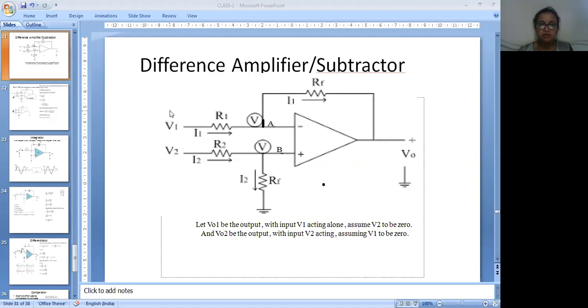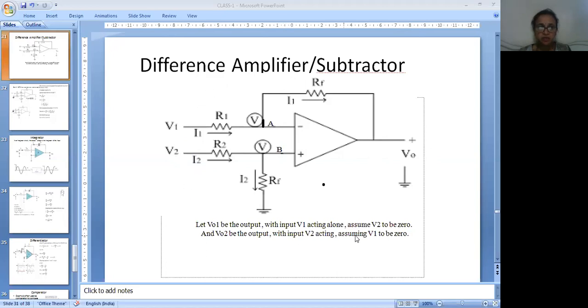So already we have derived many equations, and we have seen many applications of operational amplifier. We have either applied the input to the inverting terminal, or we have applied the input to the non-inverting terminal, and we have obtained the output at the output terminal. Now in this application, we are applying one input to the inverting terminal of an operational amplifier and the second input to the non-inverting terminal of the operational amplifier. Then I am getting the output at the output terminal.